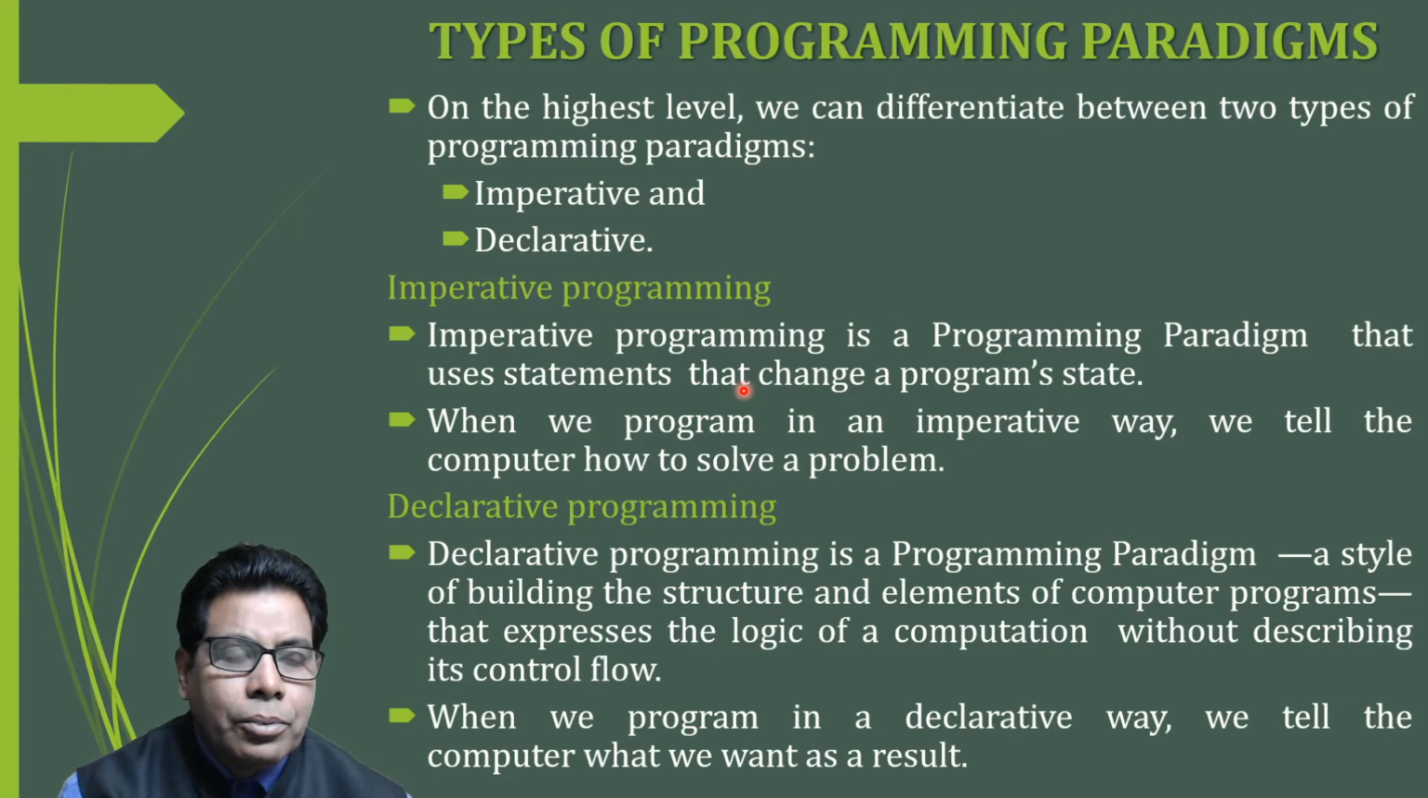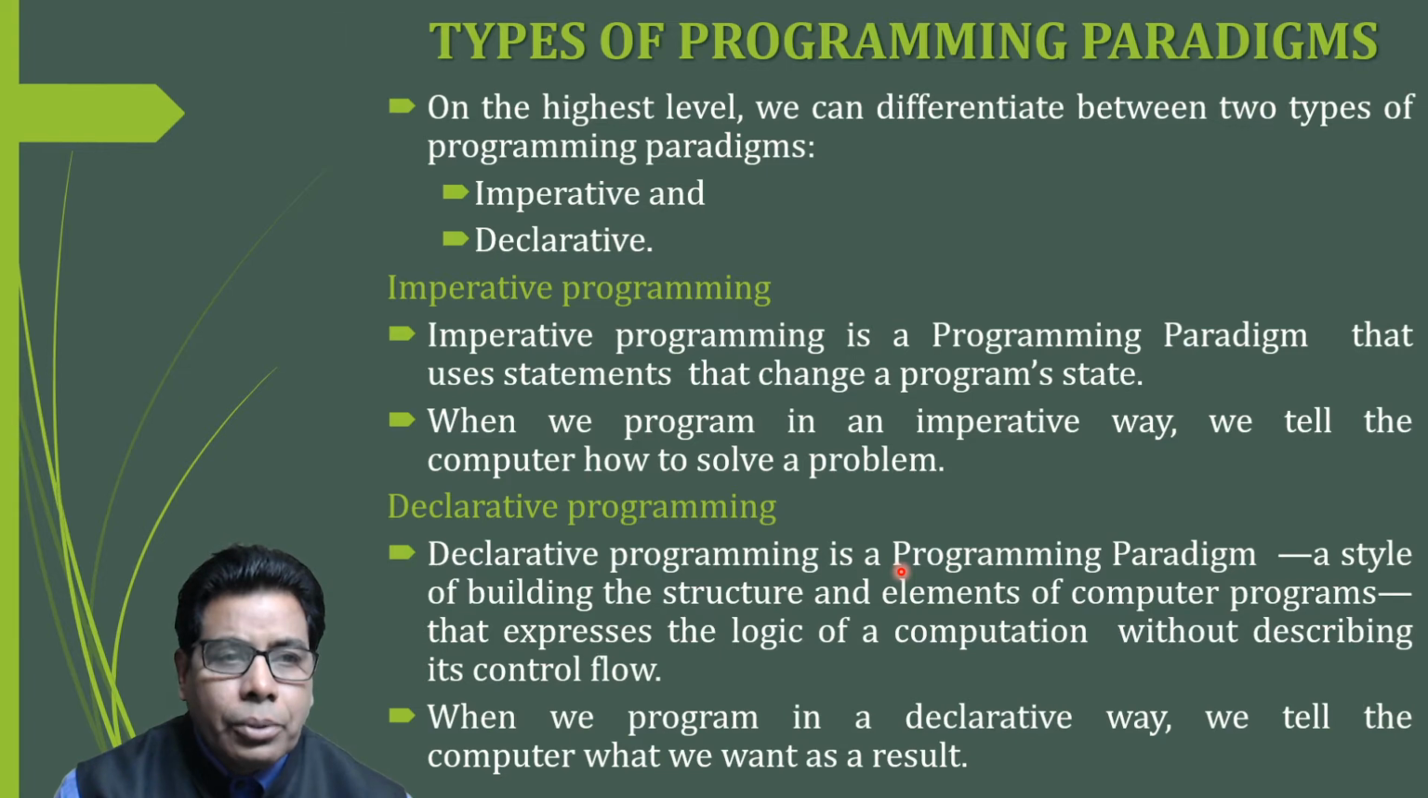Then the second type of programming is declarative programming. So here it is a style of building the structure and elements of computer programs that expresses the logic of computation without describing its control flow. So that means when we program in a declarative way, we tell the computer what we want as a result. So we are not telling different steps to be carried out. We are just telling the computer what results we want. And that's why without describing the control flow, we are expressing just the logic of computing.